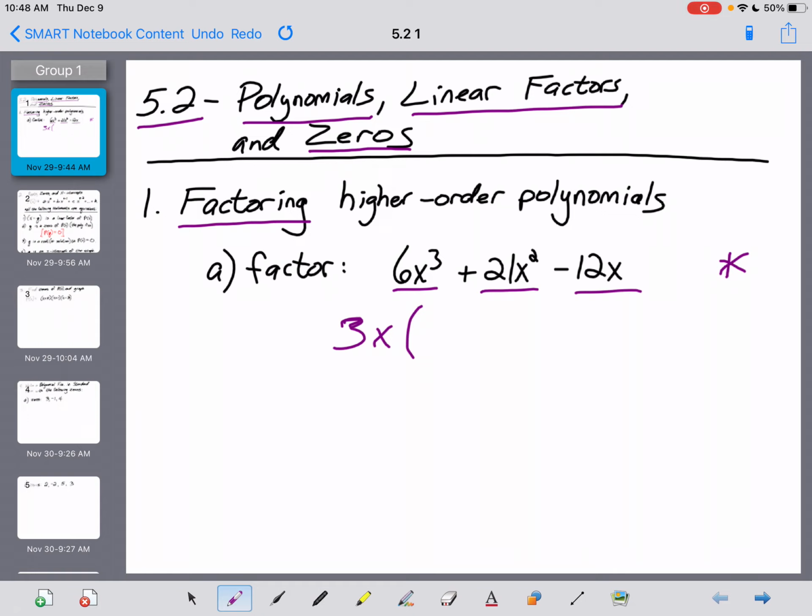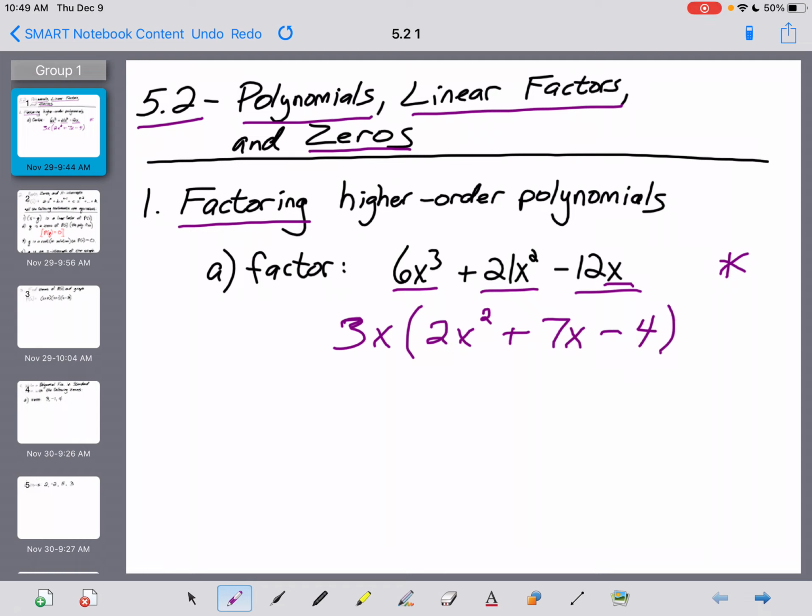So with 6 dividing by 3, we're left with a 2. There were 3 x's, and we pulled out 1. That leaves 2 of them. On to the second term now. There was a 21. We divided out a 3, so that leaves us with a 7. And there were 2 x's. We pulled out 1, so that leaves 1 x behind. And for the last term, 12 divided by the 3 we pulled out leaves us with a 4. And there was 1 x, but we pulled it out, so there's no x's left in the parentheses.